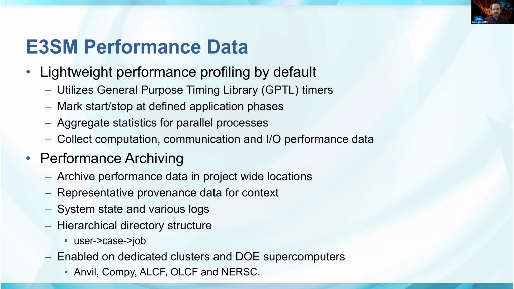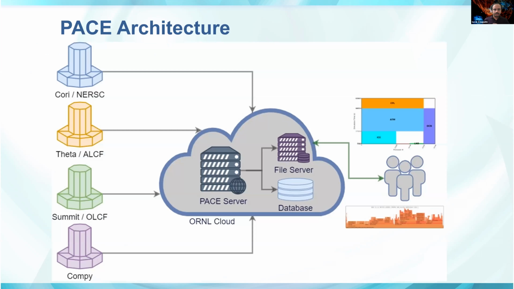So we have a hierarchical structure with multiple users, different cases, and then the specific job IDs for each of those. And this capability is enabled on all E3SM supported machines. So this includes every DOE supercomputing center, the leadership facilities at Argonne, Oak Ridge, and NERSC, as well as some dedicated resources we have for the E3SM project.